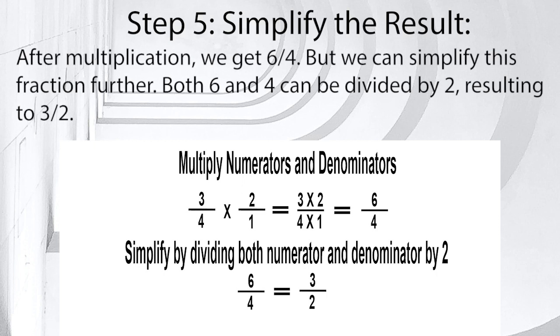Step 5. Simplify the result. After multiplication, we get 6/4. But we can simplify this fraction further. Both 6 and 4 can be divided by 2, resulting in 3/2.